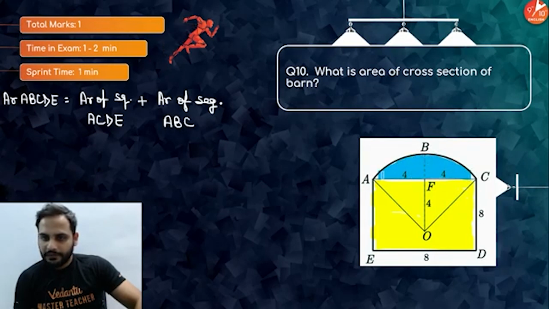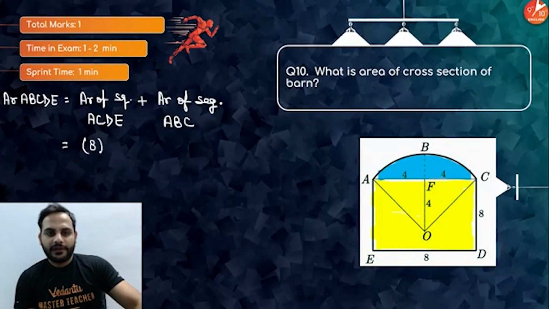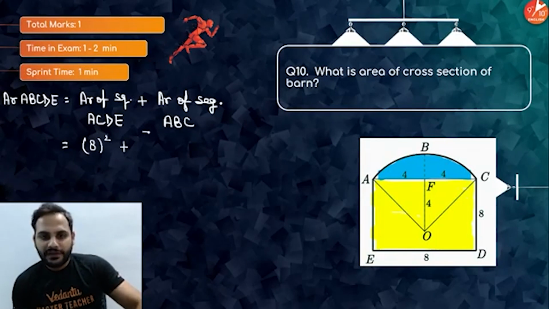I will be getting the complete area. Clear? ठीक है? Is it okay बेटा? Clear है? So area of square तो everybody knows, side is 8, so it will be 8 square plus area of segment ABC. अब area of segment क्या होता है बेटा? Area of sector minus area of triangle.